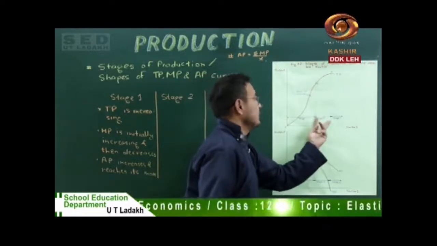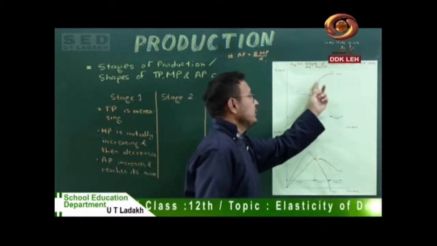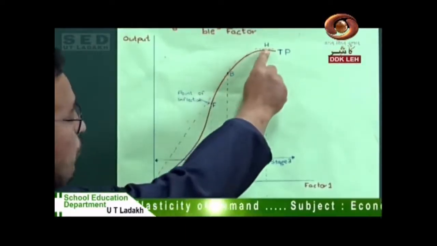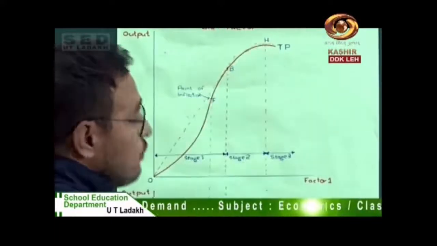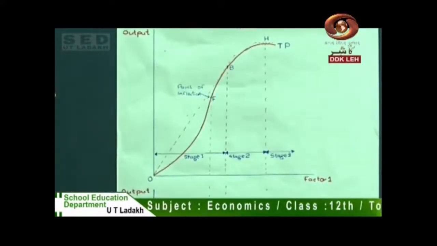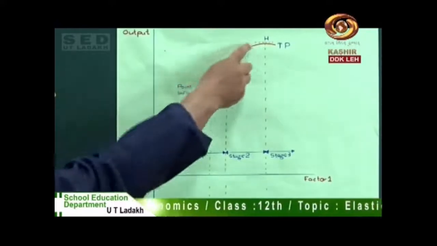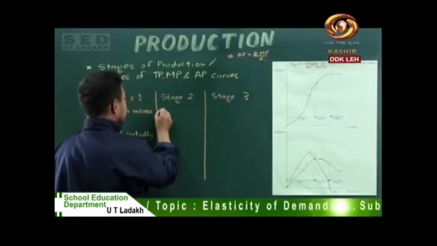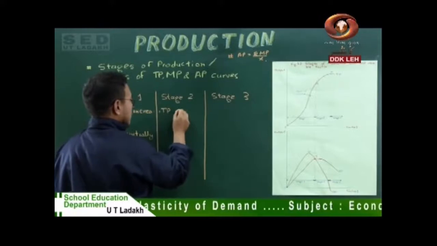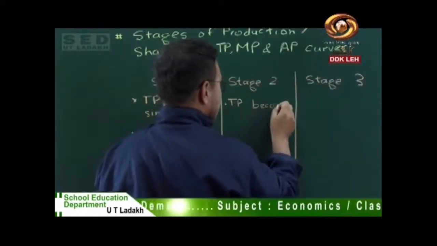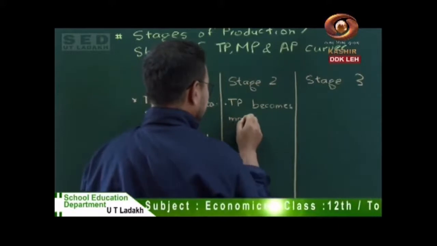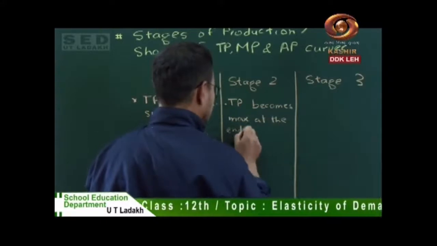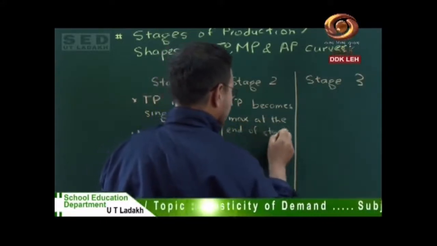Now beyond that, you have stage second. In stage second also your total productivity is increasing and it is reaching point H, which is its maximum possible value. So here also TP is increasing but at diminishing rate and attains its maximum possible value. So TP becomes maximum at the end of stage 2.